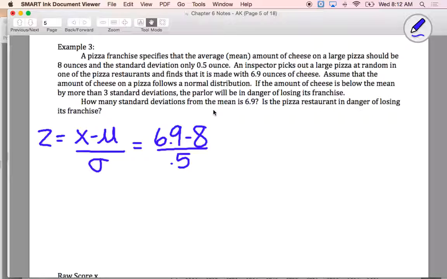Now when you type that into your calculator, you must do 6.9 minus 8, hit enter, then divide by 0.5, because you want to make sure your calculator does the correct order of operations. When it does that, you should get negative 2.2. They want to know how many standard deviations that is from the mean. That would be 2.2 standard deviations from the mean. It's going to be to the left of the mean because it's negative, but it is still 2.2 standard deviations from the mean.